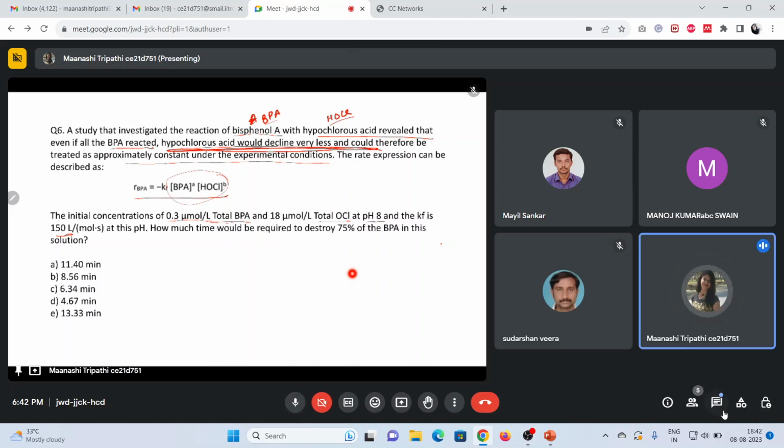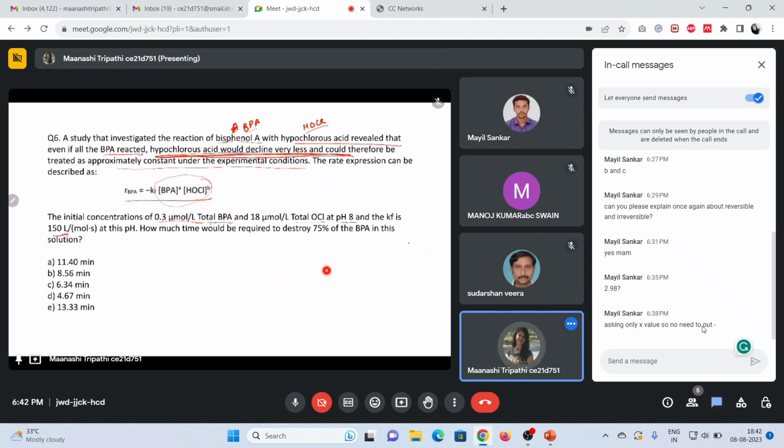Mention in the chat box if you have figured out what type of reaction it is, zeroth order, first order or second order. As you can see, two solutions are there. It seems like second order, but second order is not the correct answer. So please let me know what kind of reaction this is.